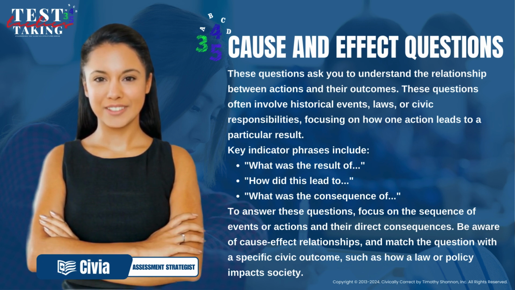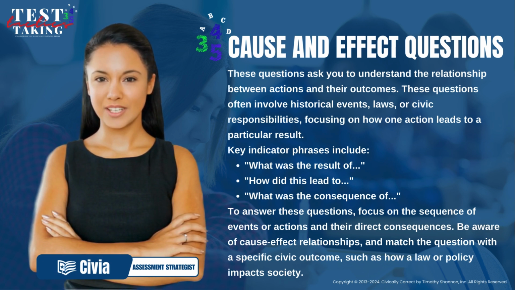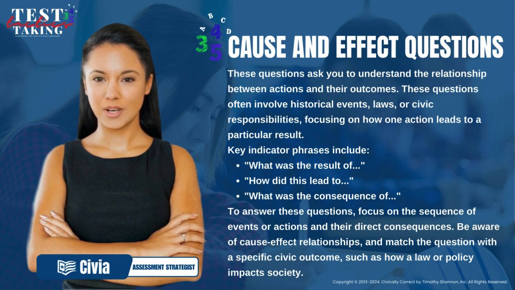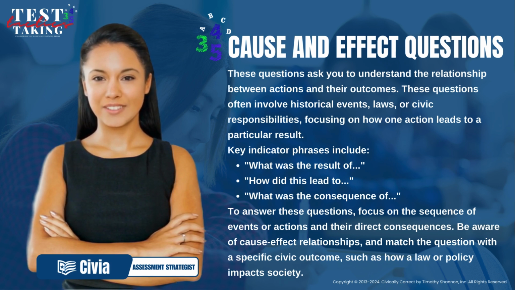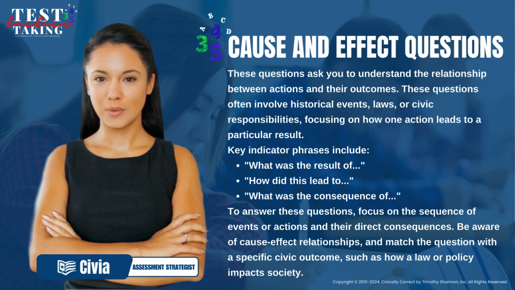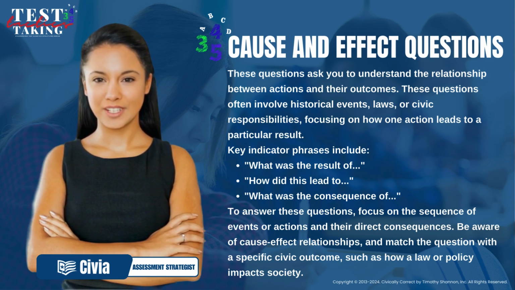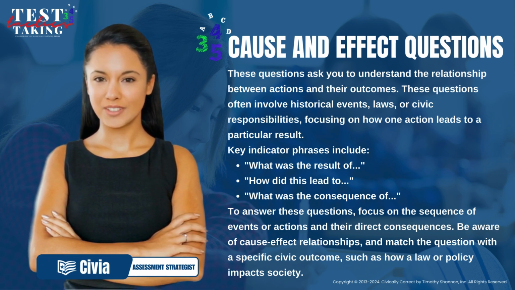Key indicator phrases include, what was the result of? How did this lead to? What was the consequence of? For these questions, focus on understanding the cause or effect and how it connects to the event or principle being tested. Now let's look at some examples of the cause and effect question structure.